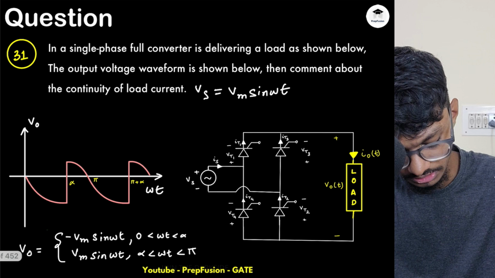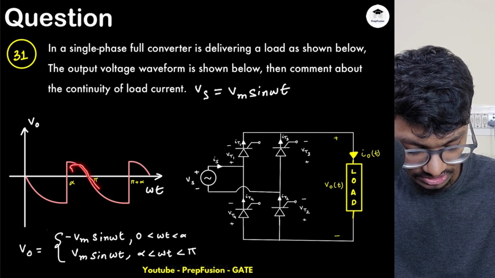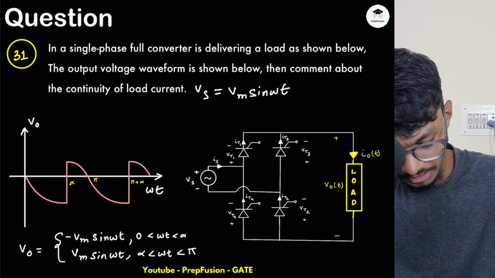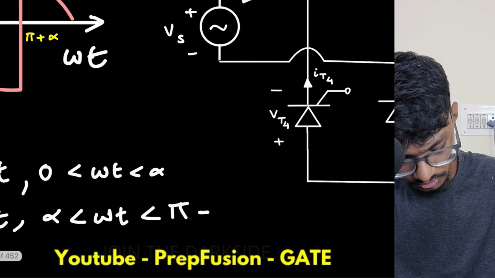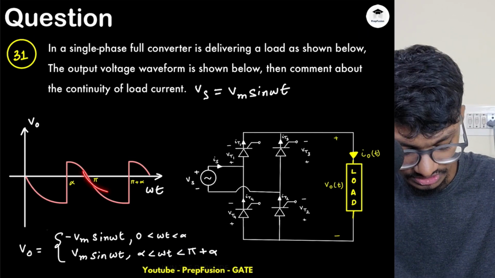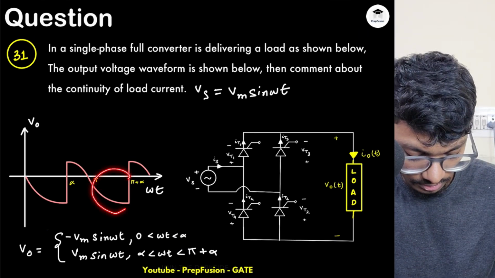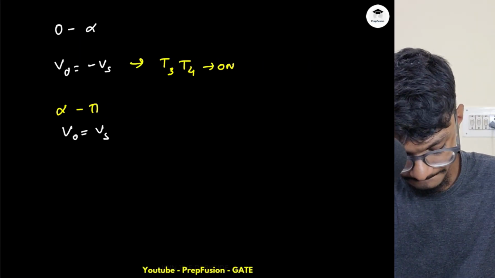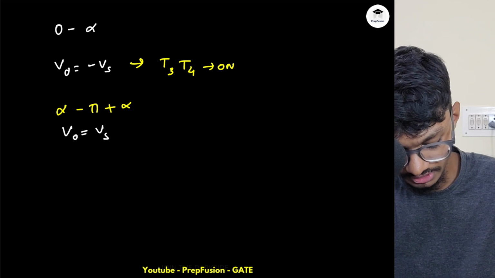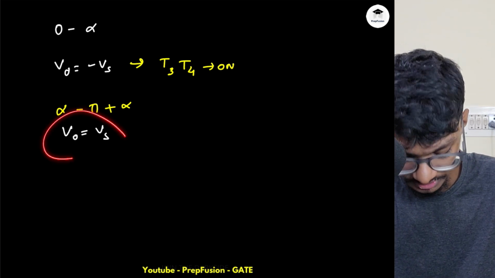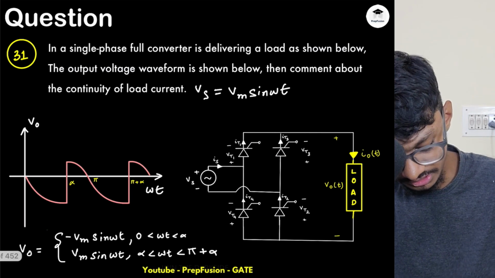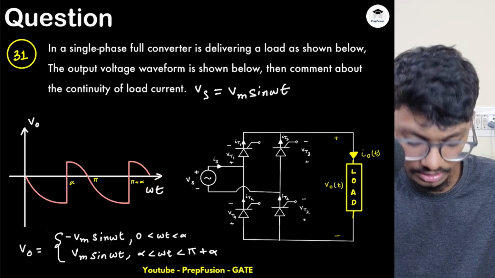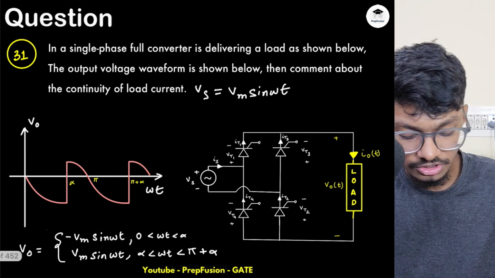Oh no, not alpha to pi. Actually, this is positive only, so it is from alpha to pi plus alpha. From alpha to pi plus alpha, it is exactly equal to Vs. Why? Because after pi, Vm sin omega t is also negative. Then again from pi plus alpha until 2 pi plus alpha, it will be simply equal to minus Vs. So what is actually happening?